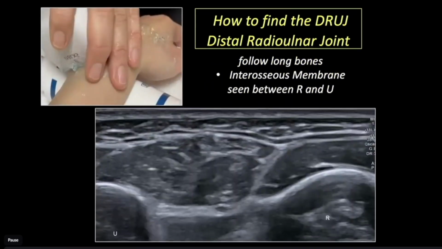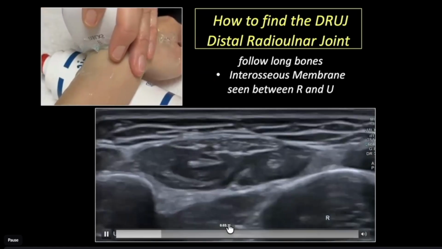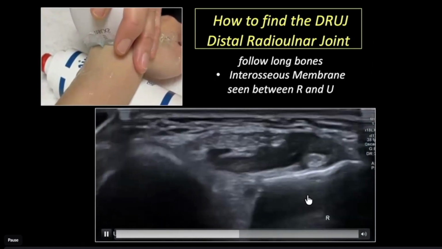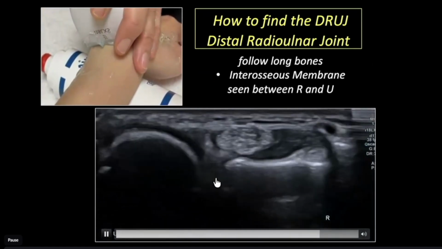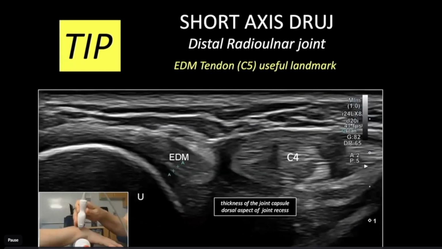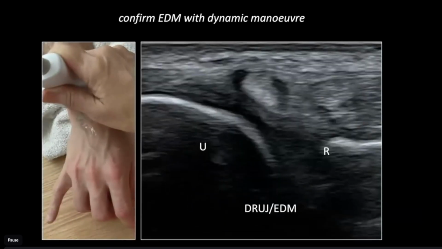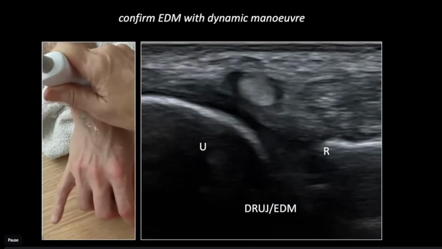Now I'm going to tell you how to find the distal radial ulnar joint. You're going to follow the radius and the ulna from proximal to distal, and you will see the interosseous membrane between the two bones. And you'll watch as the bones come together, and this is the distal radial ulnar joint. Best imaged in the axial plane. The EDM tendon, compartment 5, is a really useful landmark. It sits right on top of that joint capsule, and you can see quickly whether it's lifted off, and you'll get an idea whether there's something going on in that joint. You can confirm that's EDM if you do a dynamic maneuver.